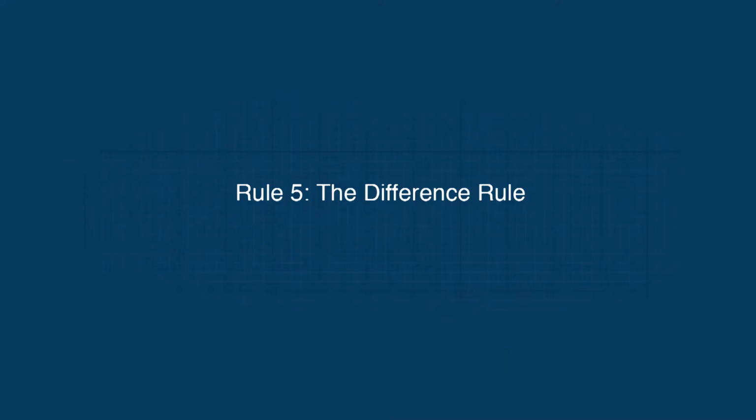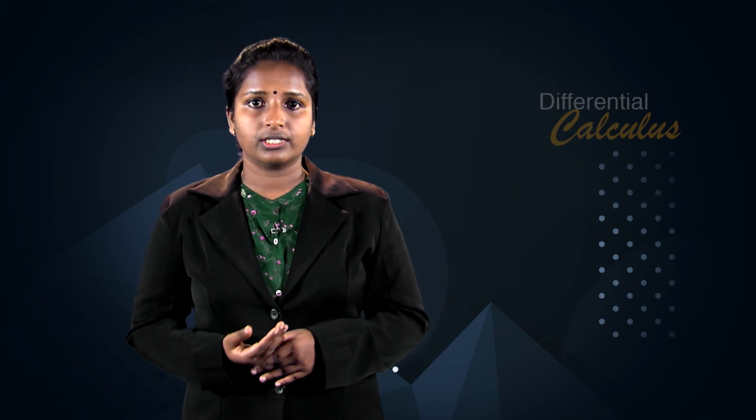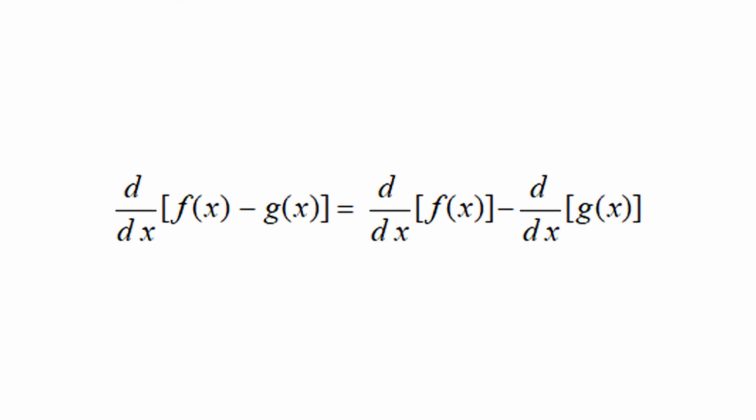With these steps verified, the mathematical induction principle now guarantees the sum rule for every integer n greater than or equal to 2. Rule 5, the difference rule. The difference rule says that the derivative of a difference of differentiable functions is the difference of their derivatives. d/dx of f of x minus g of x equals d/dx of f of x minus d/dx of g of x.